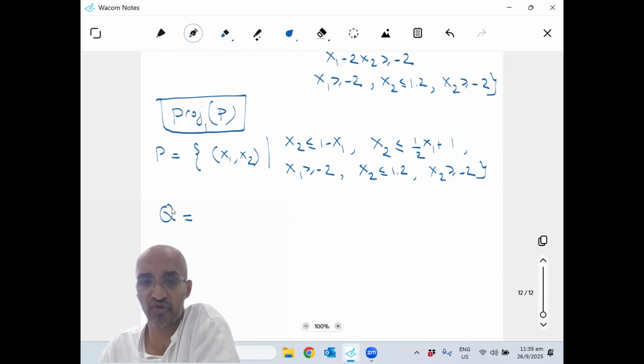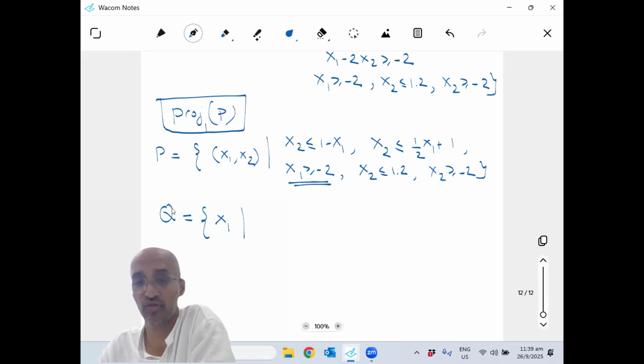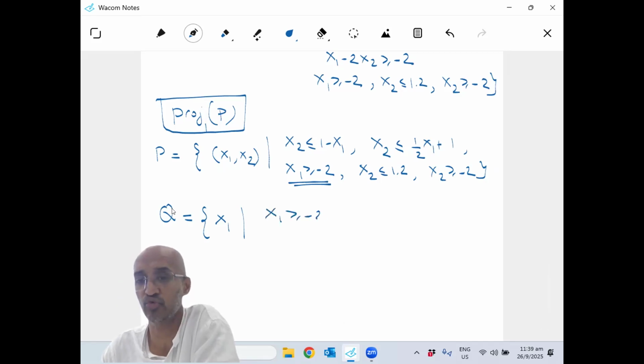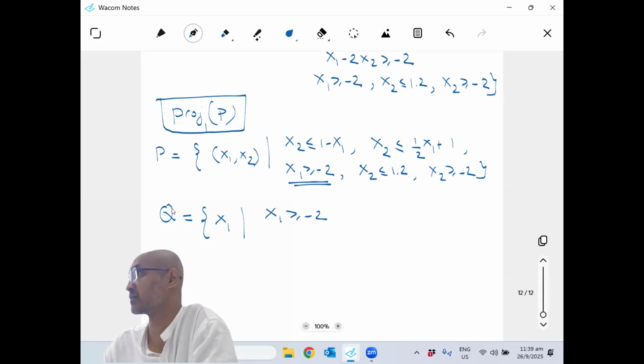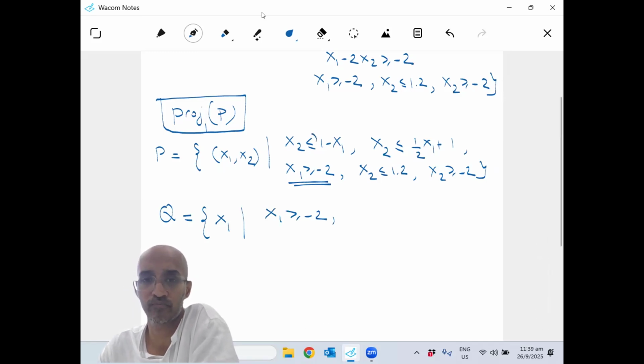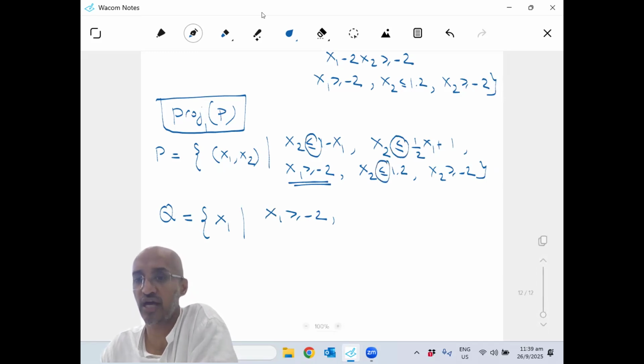So the way we are going to do this is Q is going to be all x1 such that you take the constraints which don't involve x2, you keep that in. So x1 greater than or equal to minus 2. Don't change anything there. Look at the parts which involve x2. There are two upper bounds, or rather three upper bounds, and there is one lower bound.